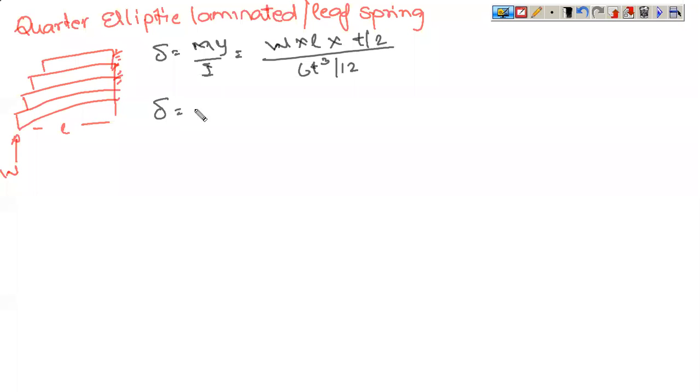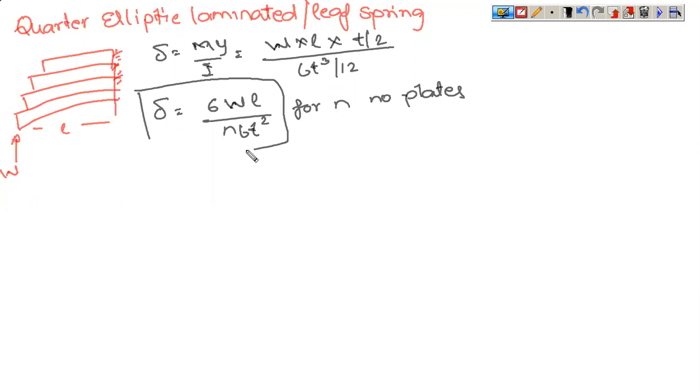So if you put down the values, you have 6WL by nbt square, and this is for n number of plates. It will be 6WL by bt square for n number of plates. It gets divided by n. So sigma becomes equal to 6WL by nbt square.